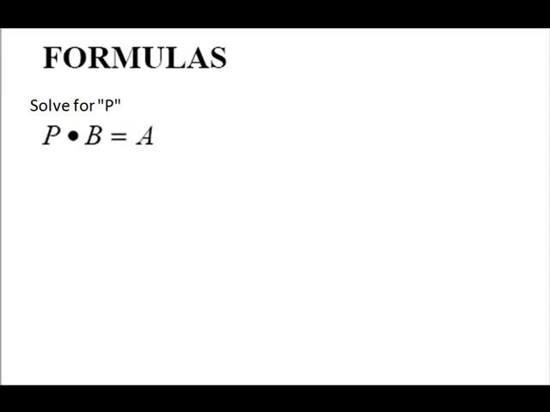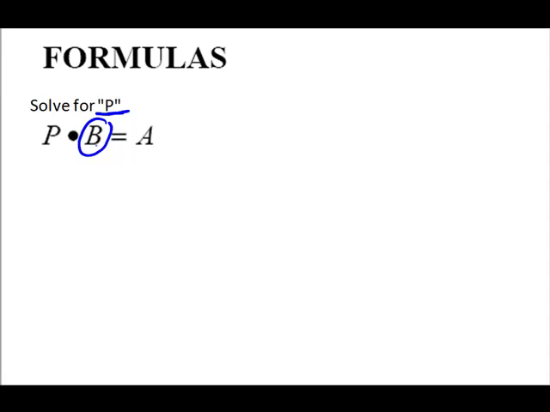Let's look at this problem. Solve for p. We have p times b equals a. So first of all, go on the side of the one that you want. So go on the side with the p. Whatever else is there needs to come off. So we want to take off the b. What is the relationship between the p and the b? They're multiplied. So to reverse a multiplication, we should do a division.